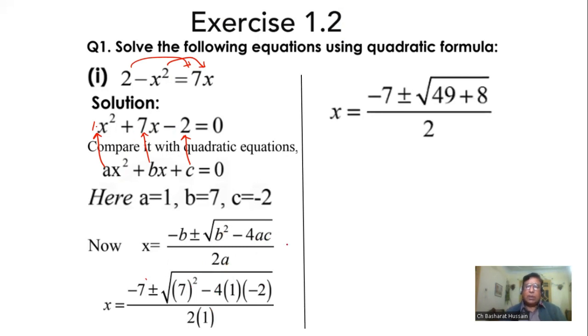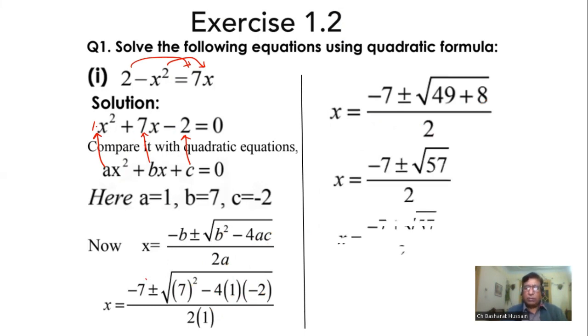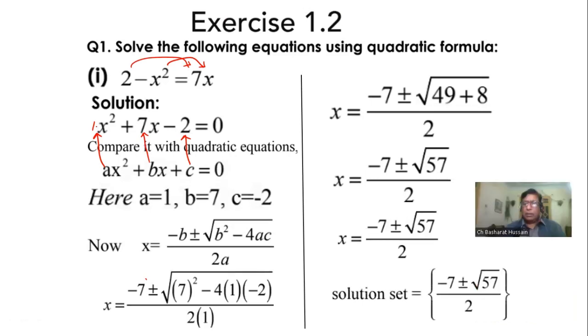So 7 square is 49 plus 8, since minus times minus is plus, 4 times 1 times 2 is 8, and then 2. So this is minus 7 plus minus under root 49 plus 8, which is 57. So this is the solution of this equation. You can write this as a solution set: minus 7 plus minus under root 57 over 2. So this is the solution of this quadratic equation.